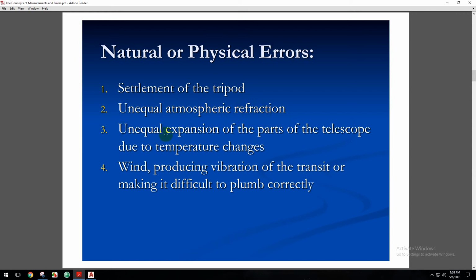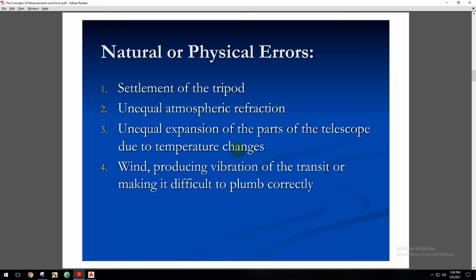Number 3, unequal expansion of the parts of the telescope due to temperature changes. So as we all know, ang telescope or ang total station is made from metal. So magtagal ang imong telescope, mo-age na siya. Ang resistance sa heat, samot na kung init kaayo. As we all know, kung metals, mo-expand. So dili na mao ang iyang graduation. Dili na siya ma-center sa iyang gi-expect nga center of gravity.